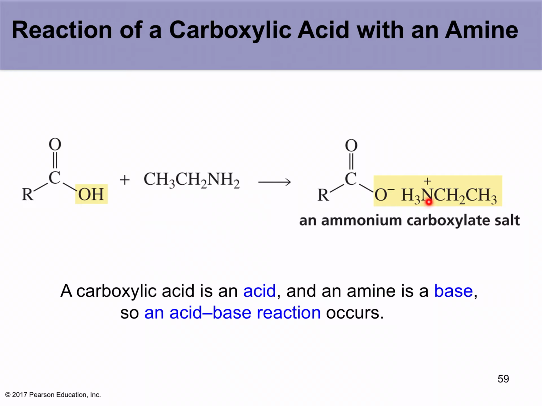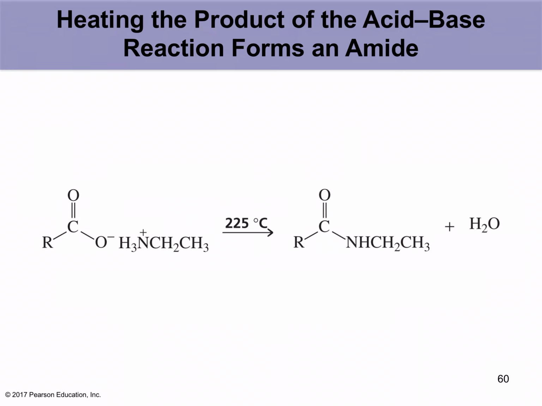So the nitrogen will be positively charged with 4 bonds on it. So it already had 3, and with the added hydrogen, 4, it will be positively charged, and then the oxygen will be negatively charged. The acid-base reaction takes place first. And then when you heat it to a higher temperature, then the reaction forms the amide.